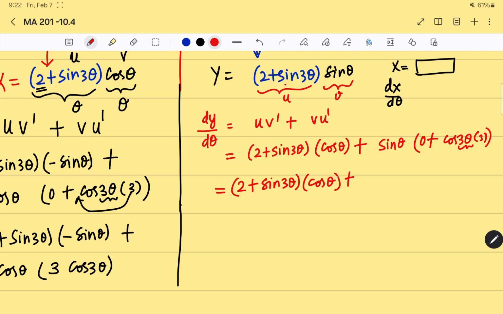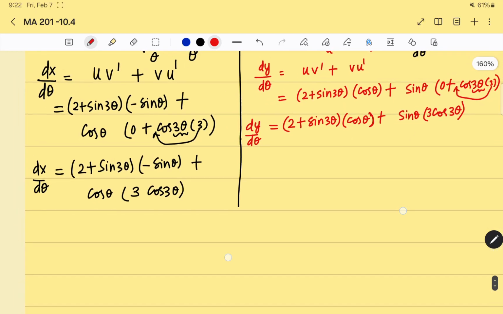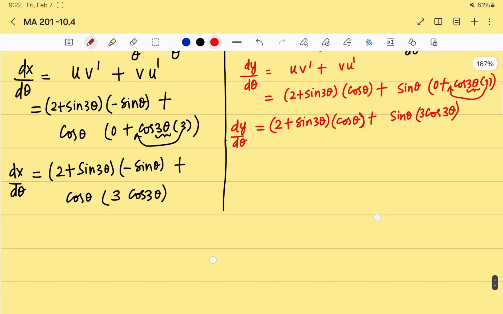Cosine theta, plus, and then this one is sine theta, bracket open, cosine 3 theta. I'll bring this 3 to the front. So this is your dy by d theta, sorry. Right. Now dx by d theta is ready and dy by d theta is ready.